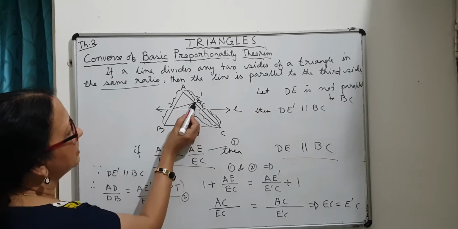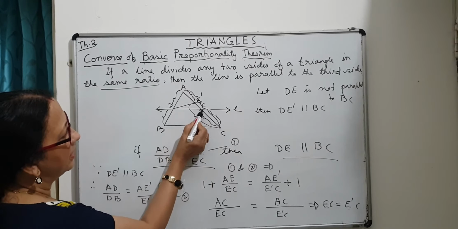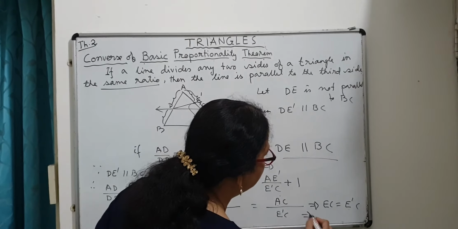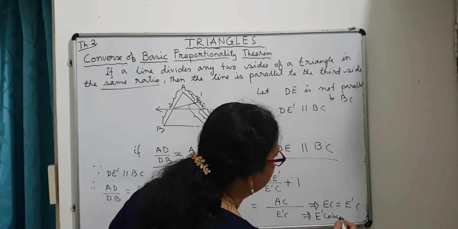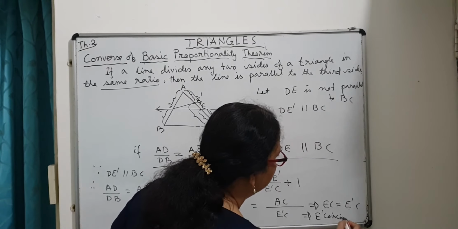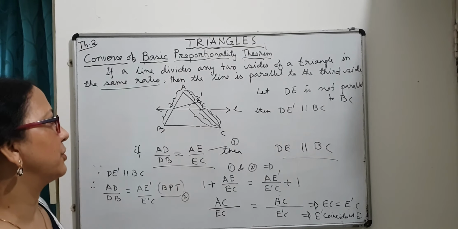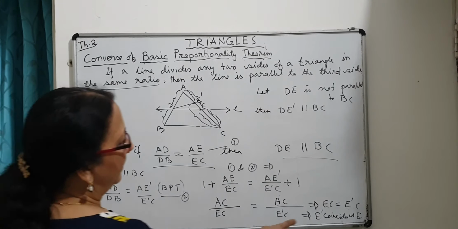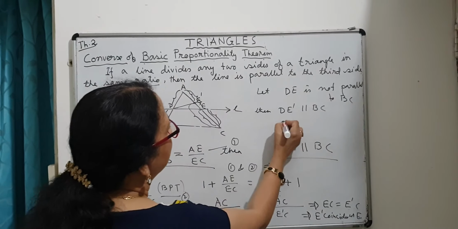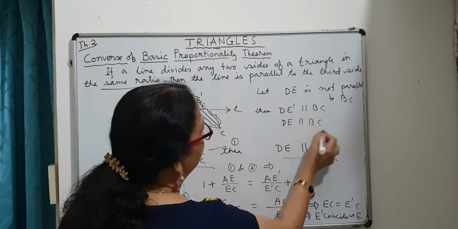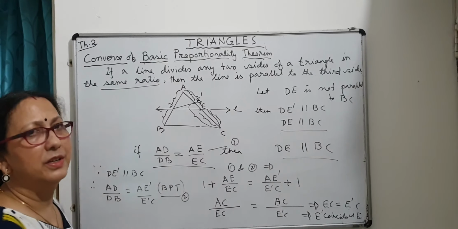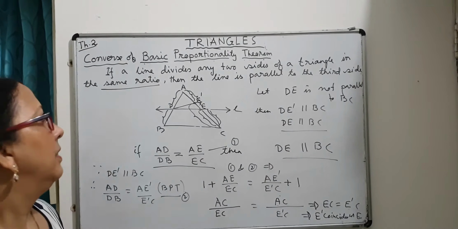What does it mean? It means this point E dash must coincide with E. Otherwise not possible. So this implies E dash coincides with E. E dash has to be the point E. Then only it is possible. So when E dash is E, then in place of E dash, I can write DE will be parallel to BC. Hence proved. So this is the proof of the converse of BPT by the method of contradiction.